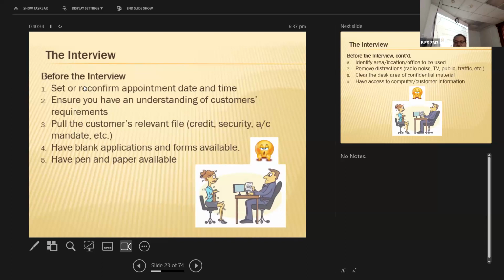Also have pen and paper available. Nowadays, we key in information and take notes electronically, but for those establishments that don't have that technology, you still jot down some handwritten notes. So you want to have working pen and paper available.